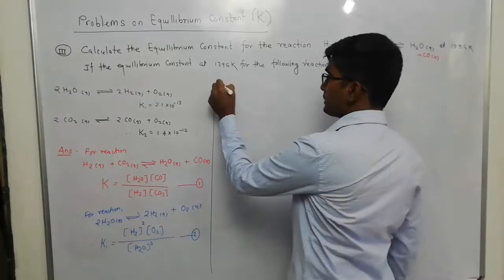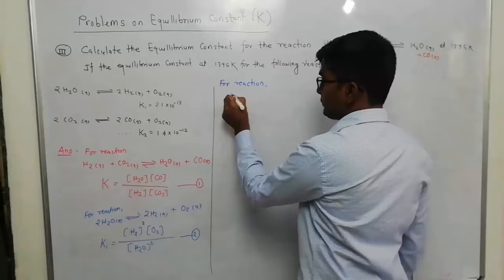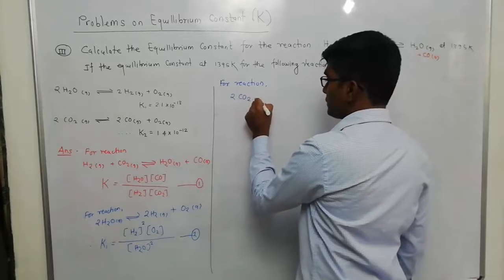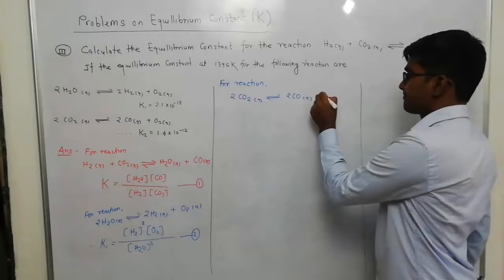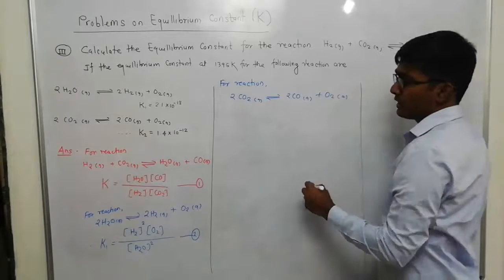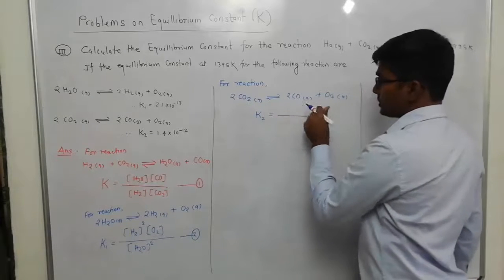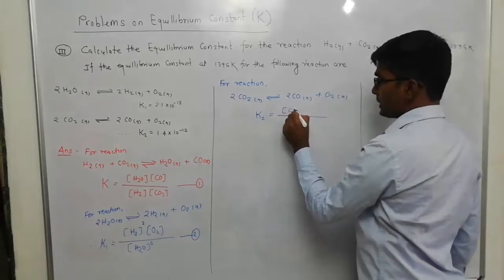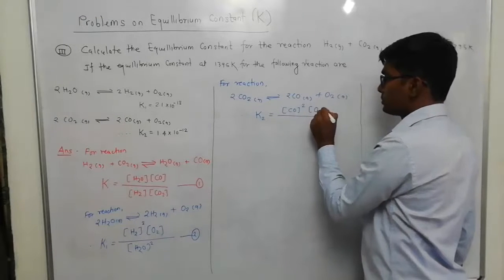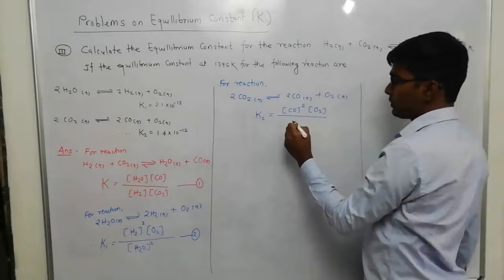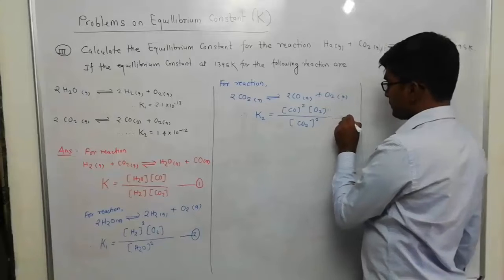And for the third reaction, 2 times CO2 gas is in equilibrium with 2 times CO gas plus O2 gas, and its equilibrium constant will be, therefore, K2 is equal to concentration of product divided by concentration of the reactant: CO, stoichiometric coefficient is 2, so raised to 2, into O2, stoichiometric coefficient is 1, so raised to 1, divided by CO2 raised to 2. This is equation number 3.